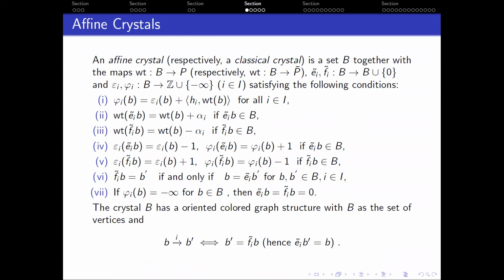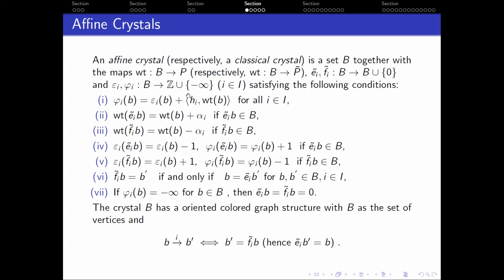But now, what is a crystal? I will focus mostly on the crystal for a highest weight module, V lambda, that I talked about. But this is a general definition. An affine crystal, respectively a classical crystal, is just a set B together with maps wt, e_i tilde, f_i tilde, epsilon_i and phi_i, satisfying a bunch of conditions like this.